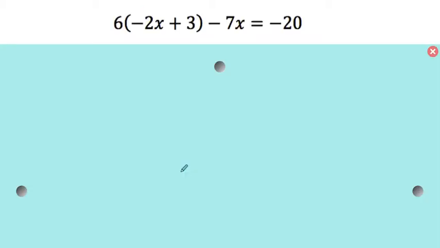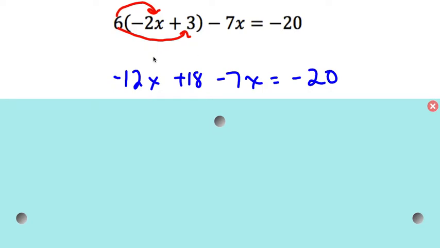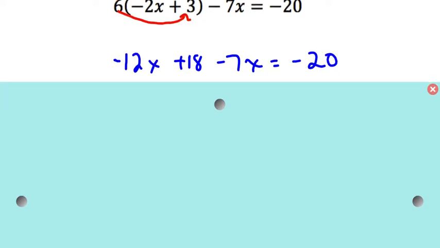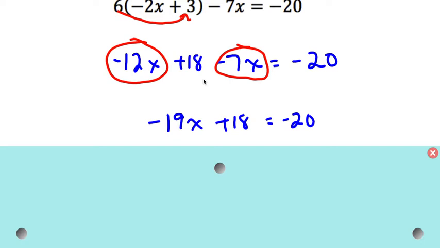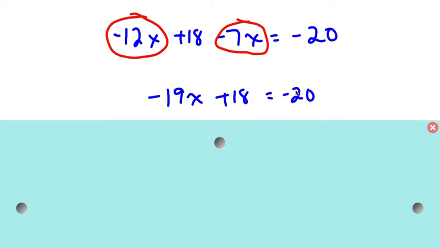Second bell ringer. Started off the same way. I got a 6 right here. I'm going to take this 6 and I will distribute that through. 6 times negative 2 is negative 12x. And 6 times 3 is 18. So my first step: negative 12x plus 18, bring down the rest, minus 7x equals 20. Next, I will combine my like terms again. Negative 12x minus 7x. Add those together, you get a negative 19x. Bring down the rest, plus 18 equals negative 20.